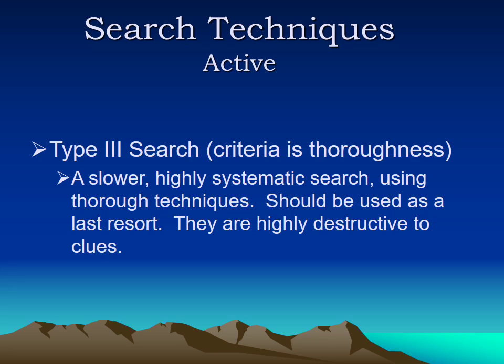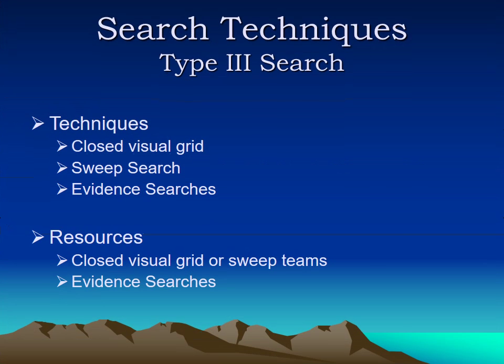The last type of active search technique is the Type 3 search, which is slow, highly systematic, and done using thorough search techniques. When using a Type 3 search, it is likely that any clues or the subject will be found. However, this type of search may also be highly destructive of any clues in the search area due to the thoroughness of this type of search.